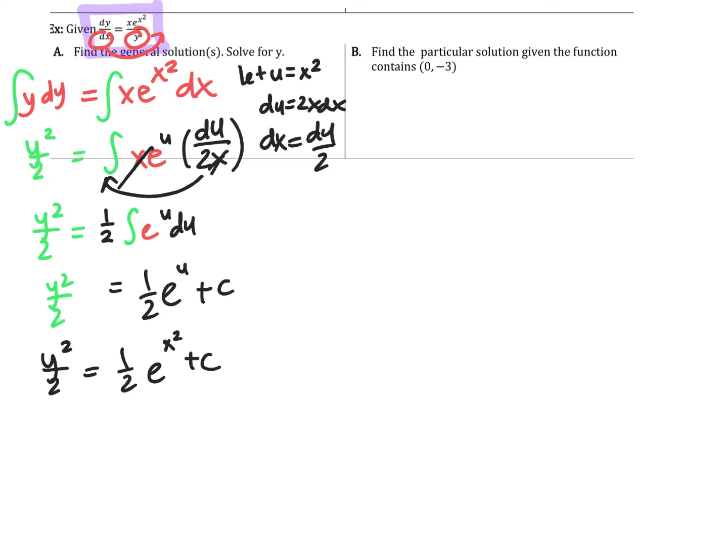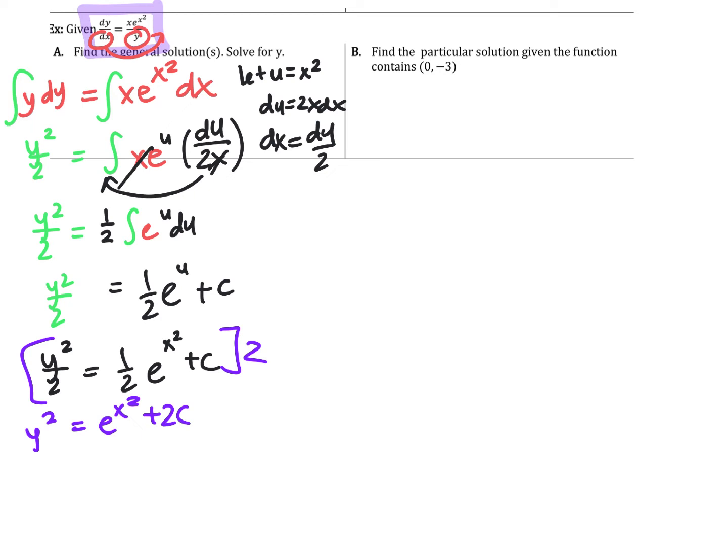Now, in order to solve for y here, we need to multiply both sides by 2. So if I multiply everything on both sides by 2, that's going to give me y squared equals e to the x squared plus 2 times c. Because remember, every single piece needs to be multiplied by 2.